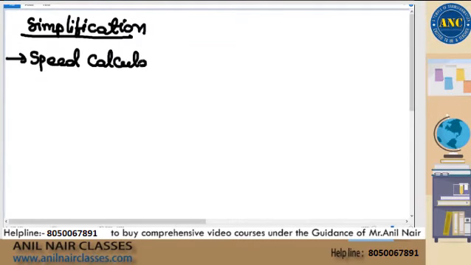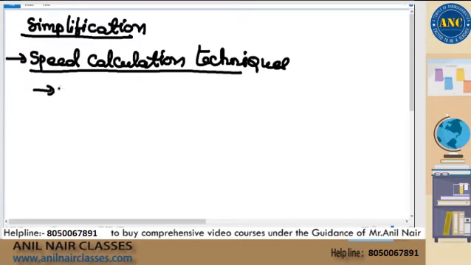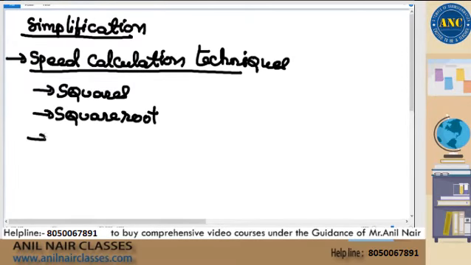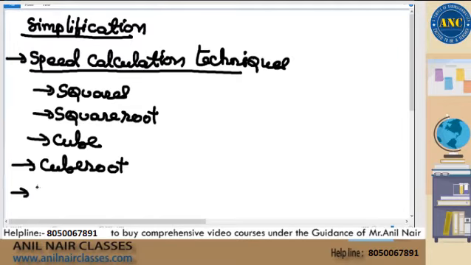One is speed calculation techniques. In case any student is new, I will discuss the concept again. In simplification, you should know the following concepts. One is squares, another is square root, cube root, non-perfect square, non-perfect cube. These are all the concepts you should know, otherwise you will fumble.